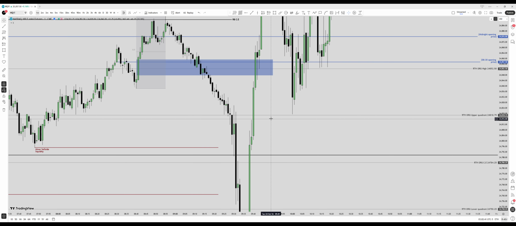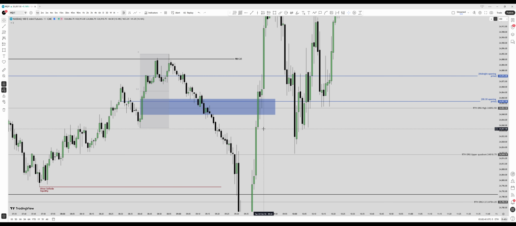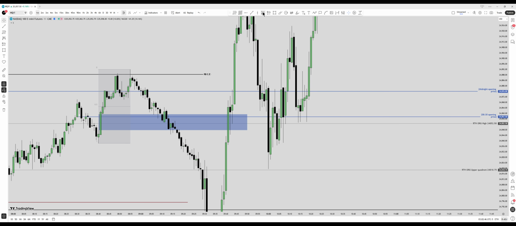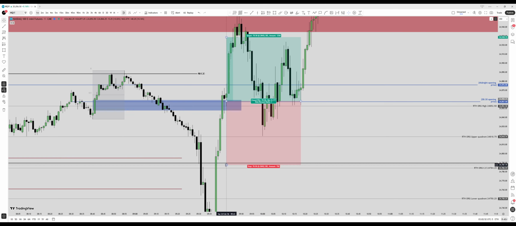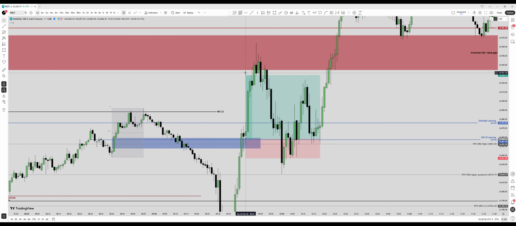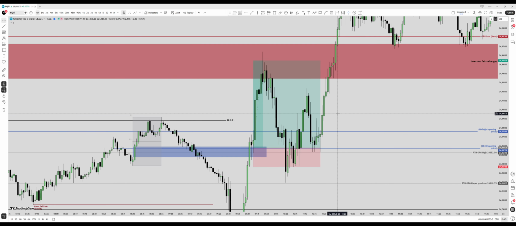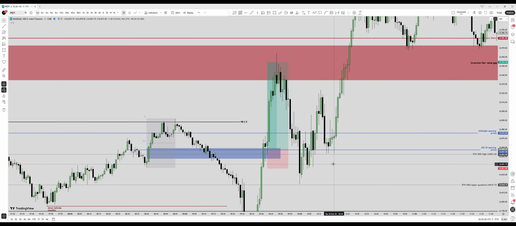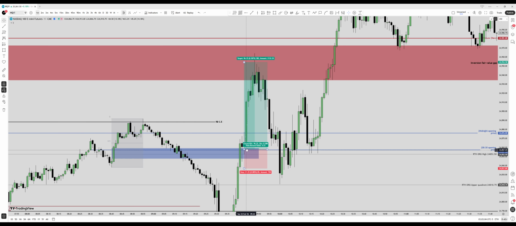So when I see this get violated, I take my entry here. I take my entry in this inversion fair value gap right here, putting my stop below this fair value gap right here, and targeting the 50% of this inversion fair value gap. Okay, so the trade played out very well. It took me 5 minutes to hit TP.